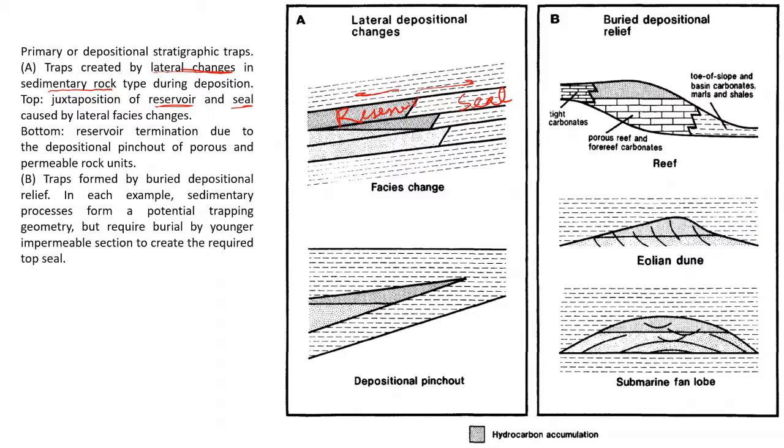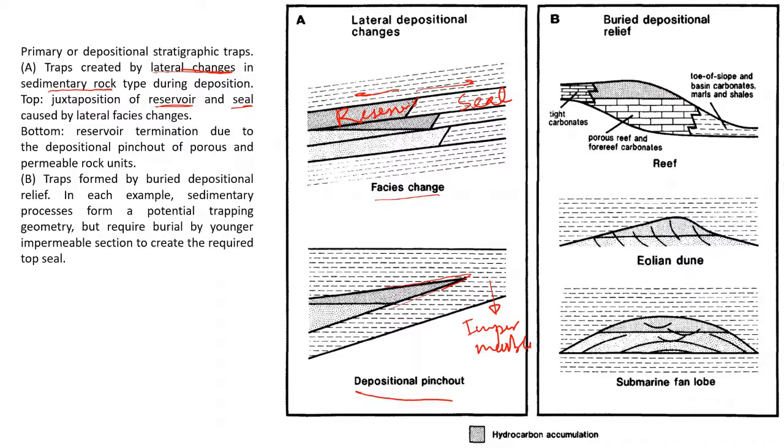Then pinch outs. So this is the porous permeable unit where the hydrocarbons are accumulated, and they simply end into a non-porous, impermeable unit. So what is happening over here? This pinch out will be blocked by this impermeable layer, and there will be no fluid migration. So both of these, the facies change and depositional pinch outs, are examples of syn-depositional traps, the traps which are formed by ongoing sedimentation.